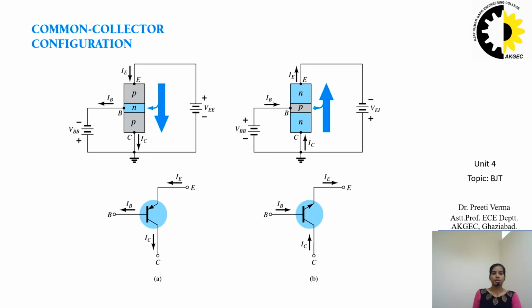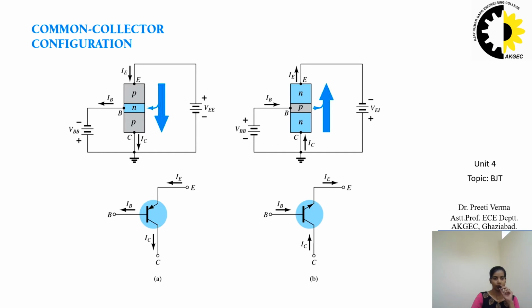The third configuration of bipolar junction transistor is common collector configuration. Till now we have seen common base configuration, and a parameter related to it was alpha. Then second, we had the common emitter configuration with an amplification factor that was represented by beta. Now we have the third, that is common collector configuration.